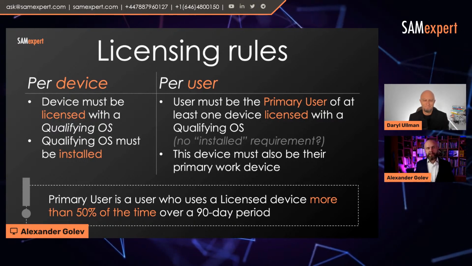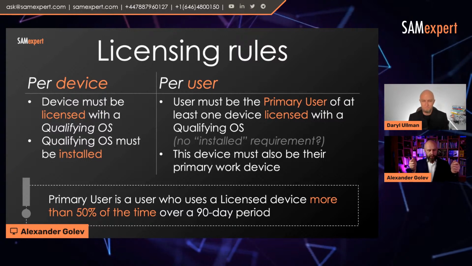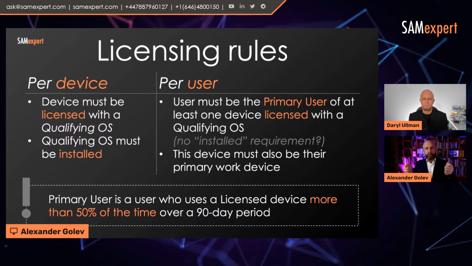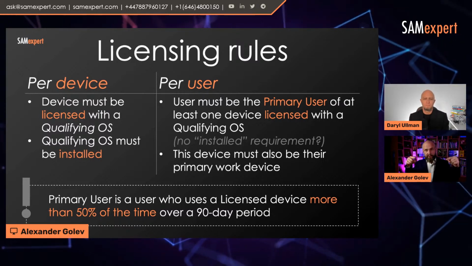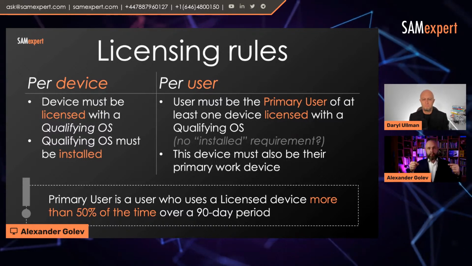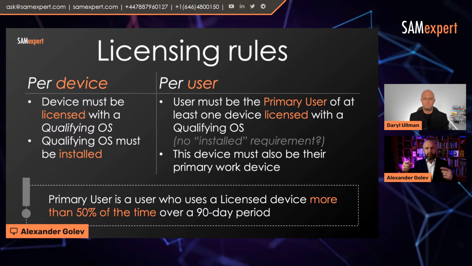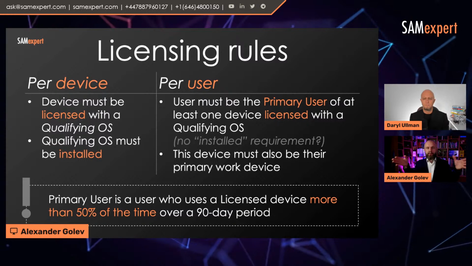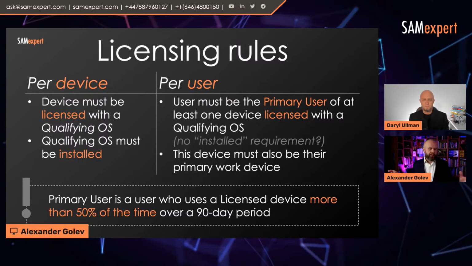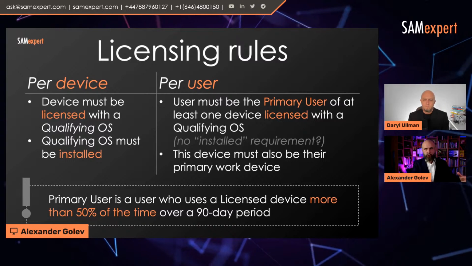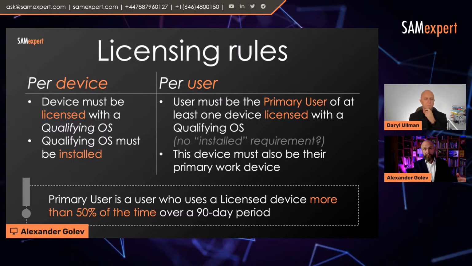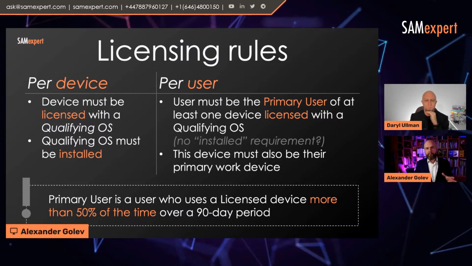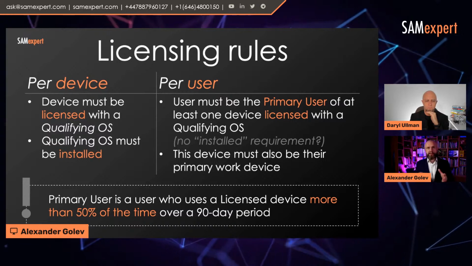With per-user licenses, if you assign a Windows Enterprise E3 or E5 license to a user, that user, before they may use it, must be a primary user of at least one device licensed with a qualifying operating system. So when you think about device, it's one-to-one. When you think about the user, it's just a user that has multiple devices, but one of them has a pre-installed operating system like Windows Pro, for example. Try to imagine that. I probably need to make it more graphical for the next version of this training, but this is the rule.